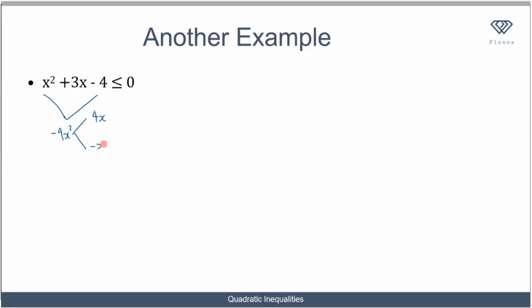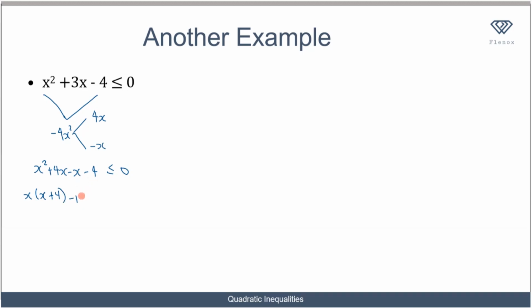That will be 4x and minus x. So 4x times minus x will give me minus 4x squared, while 4x plus minus x will give me 3x. So I can replace 3x with this. So that gives me x squared plus 4x minus x minus 4 is less than or equal to 0. So x is common to these two, and I have x plus 4.